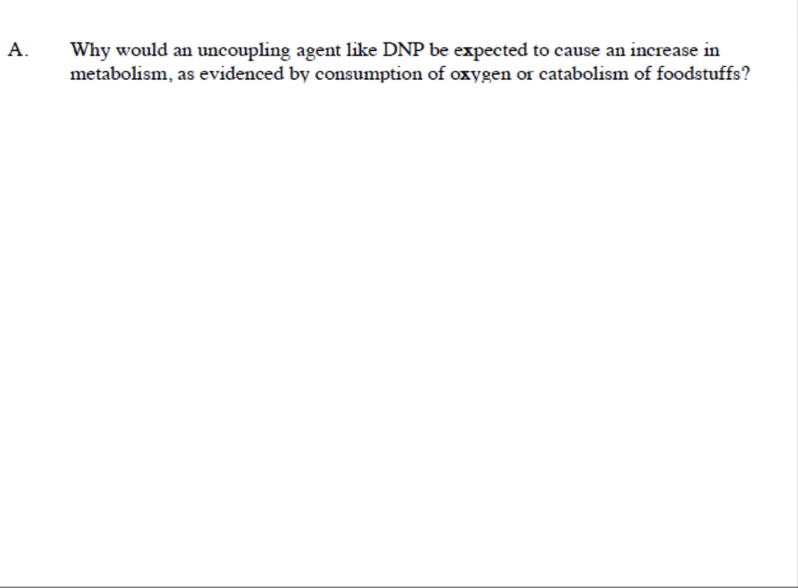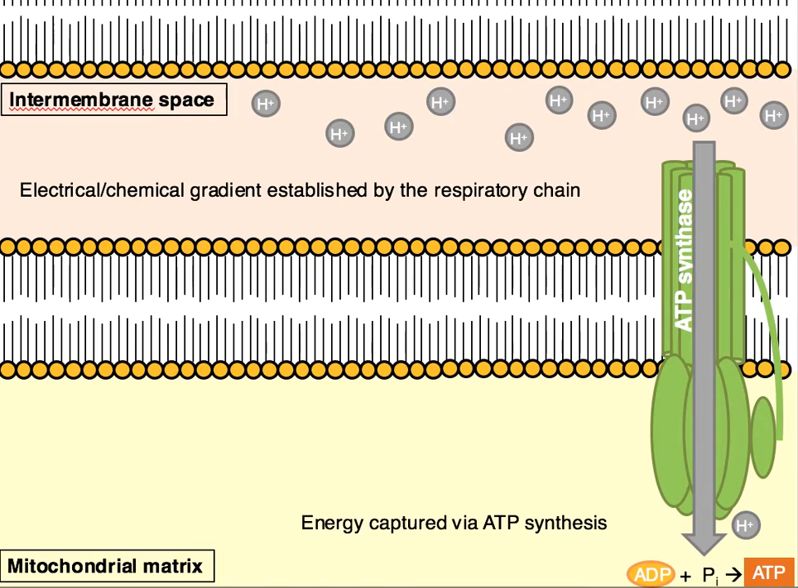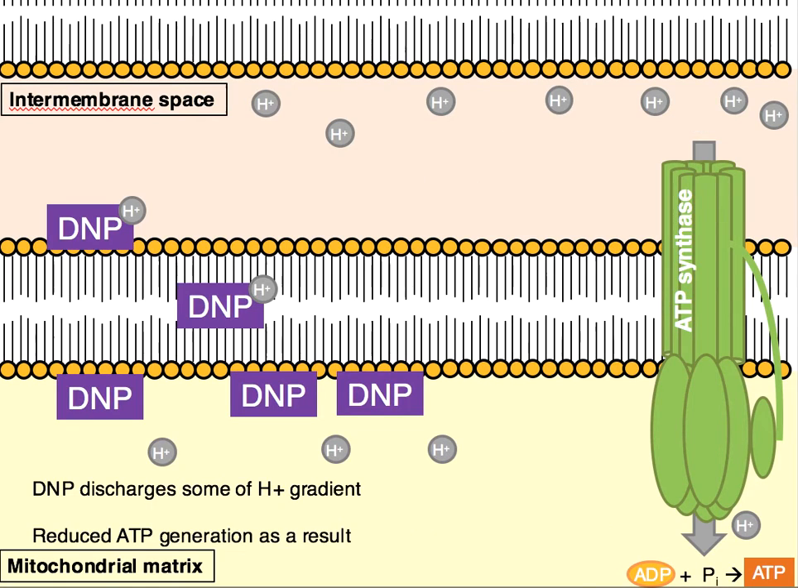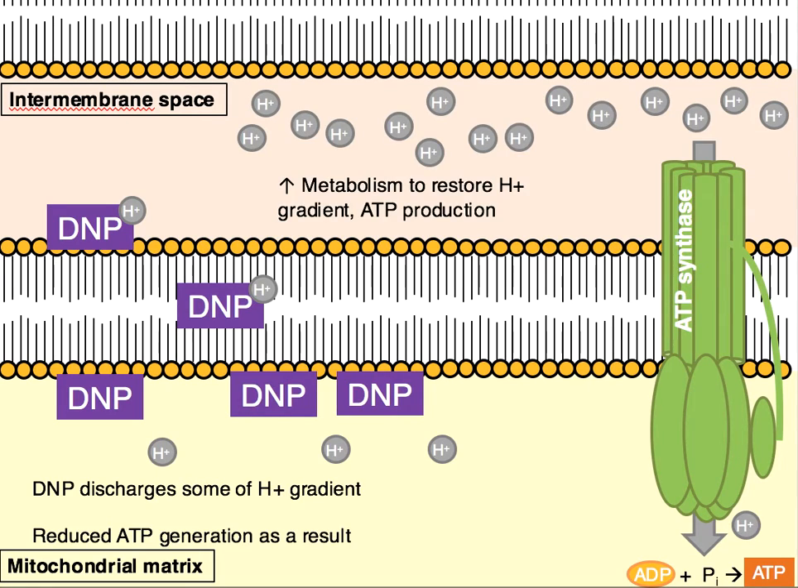Finally, Part A wonders, why would DNP cause an increase in metabolism? That is, increased oxygen consumption and increased catabolism of foodstuffs, also known as energy-rich molecules like glucose. As we've worked through, normally the electrochemical gradient drives ATP synthesis. DNP discharges some of the proton gradient. The result is a reduced generation of ATP. Metabolism increases to try to increase or restore the proton electrochemical gradient and increase ATP production back to normal.